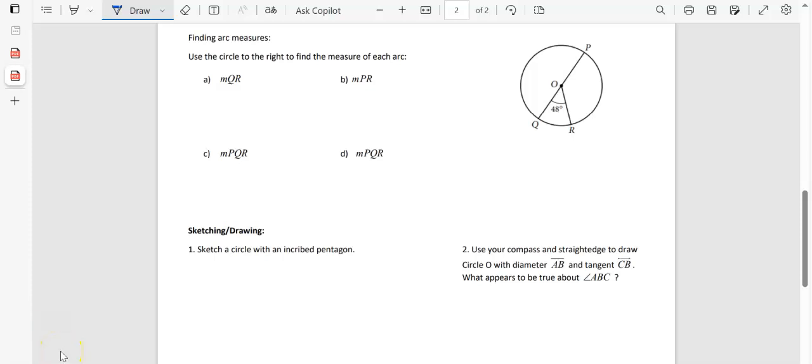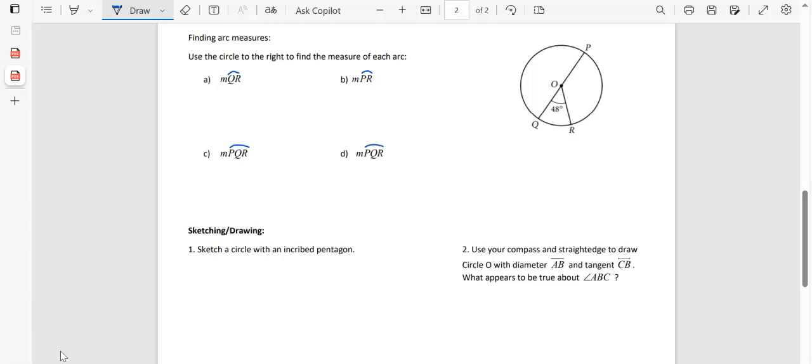In this video for lesson 1.7, we're going to be looking at finding arc measures, a couple more circle definitions, and then just doing some sketching. So finding arc measures, the measure of an arc has to do with the measure of its central angle. And I apologize, these should have little arc marks.